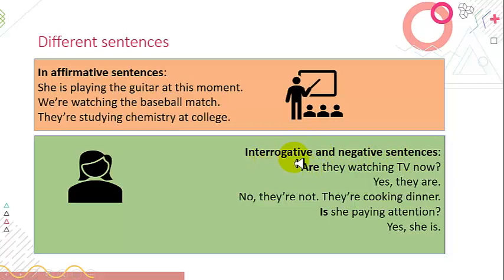Then we have interrogative and negative sentences. When we talk about interrogative sentences, remember that we need an auxiliary. In English, we don't have an initial question mark, so that's why we need to use an auxiliary. So that's why we have, are they watching TV now? Yes, they are. No, they're not. They're cooking dinner. When we have negative sentences, we use the particle not after the verb to be. No, I'm not watching TV now. I'm cooking dinner. Is she paying attention? Yes, she is. No, she's not. Okay?